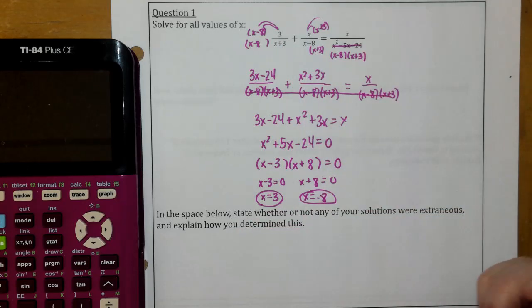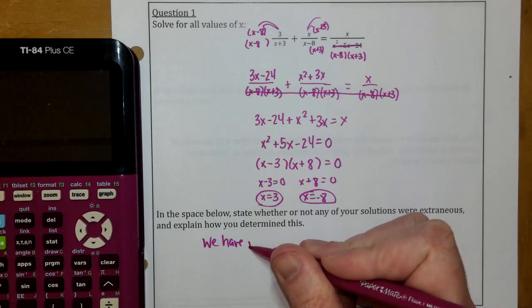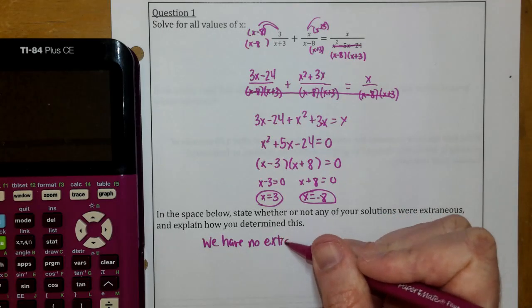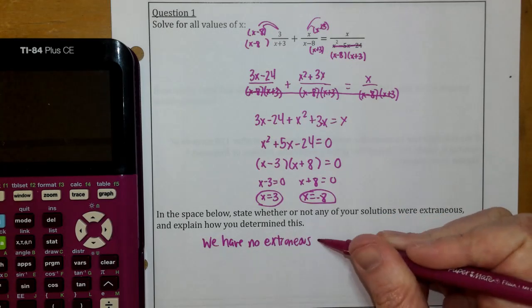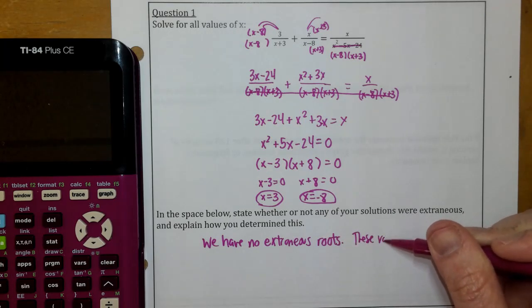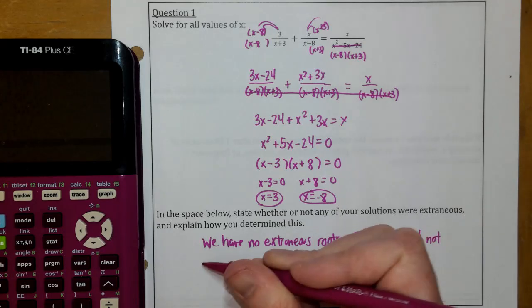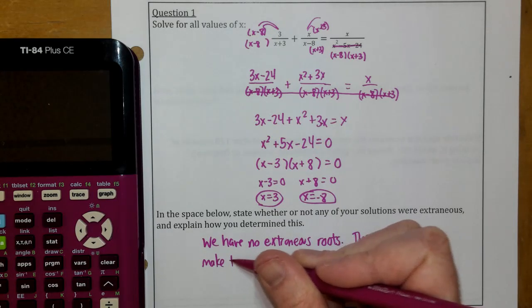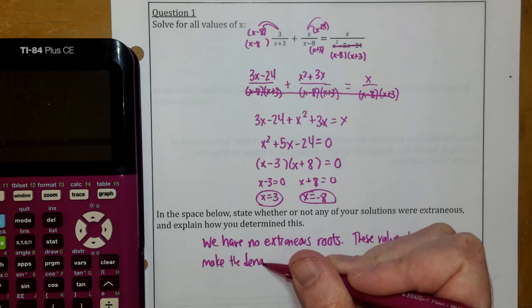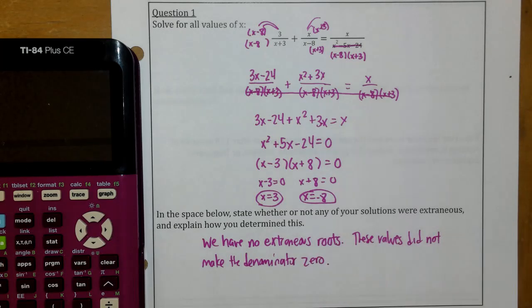So we are going to say we have no extraneous roots. These values did not make the denominator 0. That's all we have to say for that question.